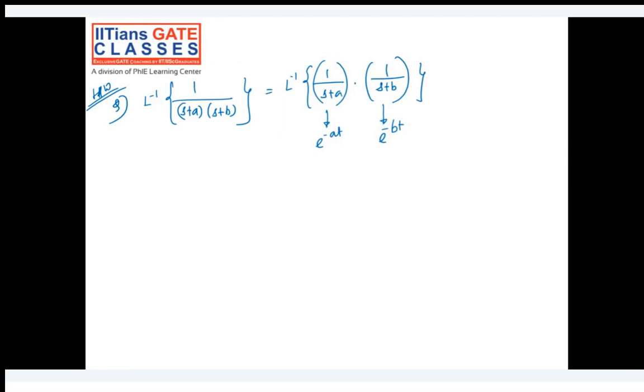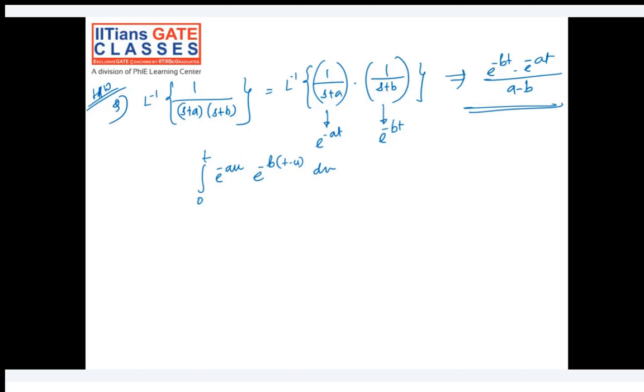And finally, you should end up with the answer as e to the power minus bt minus e to the power minus at divided by a minus b. Okay. See, because in integration, how you will write? Integration 0 to t e to the power minus au e to the power minus b times (t minus u) du. Okay. So this you will solve and ultimately you'll get this answer. Okay, base is same, so you can play with the numerator and solve it.